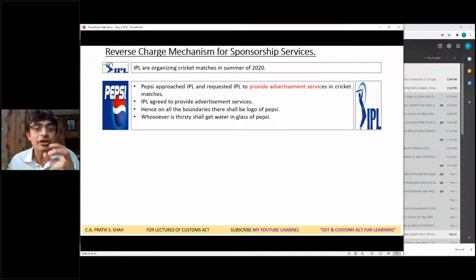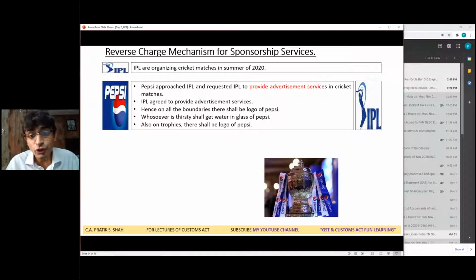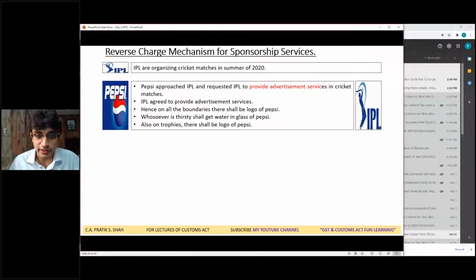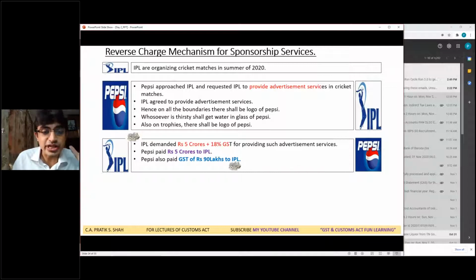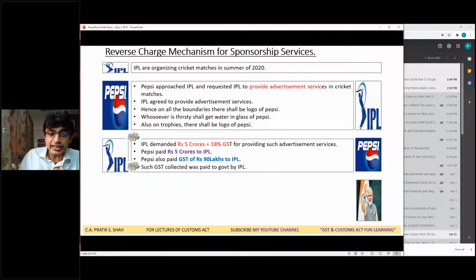Whosoever is thirsty will get water in the glass of Pepsi. This is advertising. Also on trophies, if you see, there is the logo of Pepsi. This is a kind of advertisement. So IPL is providing advertising to Pepsi. For that, IPL collected 5 crore rupees from Pepsi plus GST. Pepsi paid 5 crore rupees to IPL, this is IPL's money, and Pepsi paid 90 lakh GST to IPL. So IPL collected the GST and paid it to the government under forward charge.